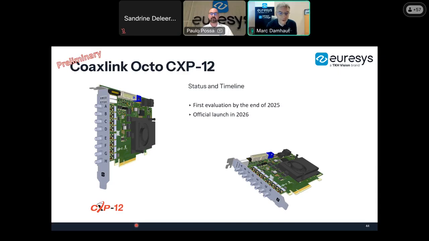Okay, thank you. Another question, 2 questions. Going back, I understood that it's possible to do image processing in the frame grabber, like binning. What are the differences between doing that in the camera versus in the frame grabber? What are the pros and cons?